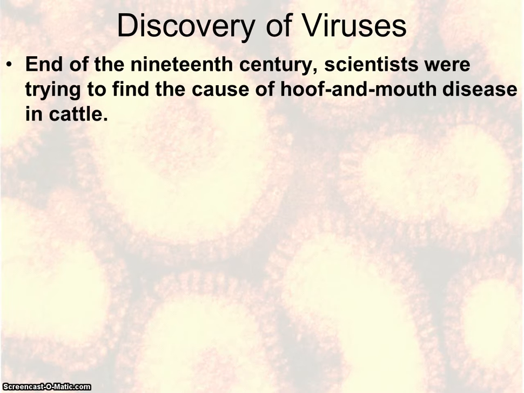How we discovered viruses. Up until the early and middle 19th century, we didn't have a clue what viruses were or what they did. We knew about bacteria, and that was the smallest type of organism that we knew about using microscopes. But at the end of the 19th century, there was a disease running through domesticated cattle used for farming and agricultural reasons. It was called hoof and mouth disease.